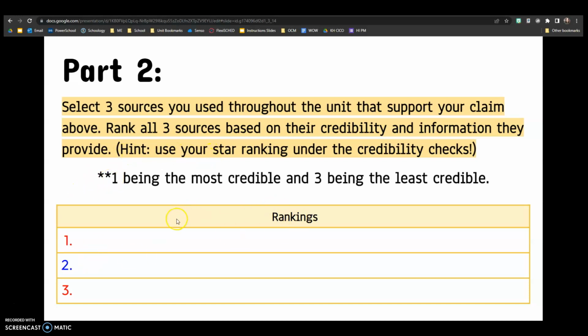All right, so for part 2, you are writing the name of the source that you felt was the most credible, the second most credible, and the third most credible. 1 is the most, 3rd is the least credible of those 3 sources. Okay, so maybe I thought the Irish potato famine was the most credible source because, I don't know, it's primary. So I'm going to write that there.